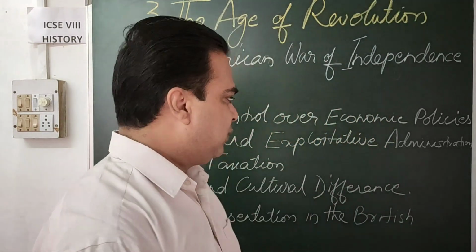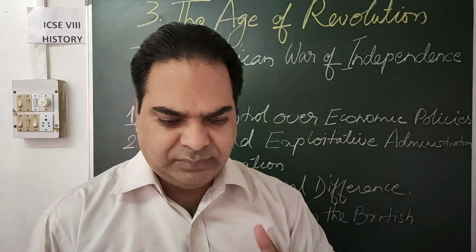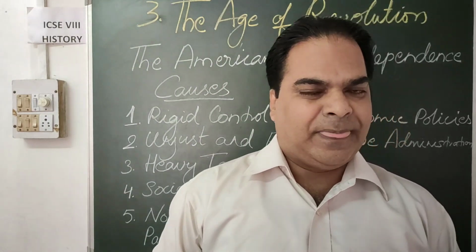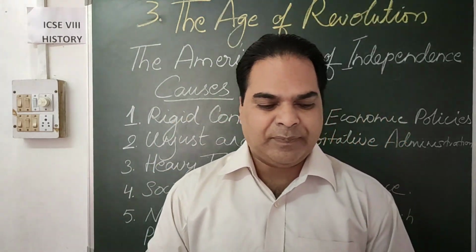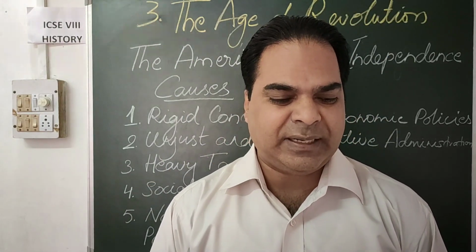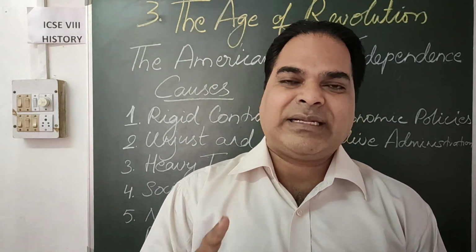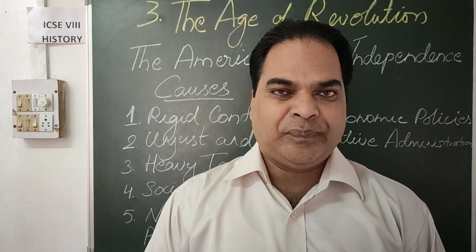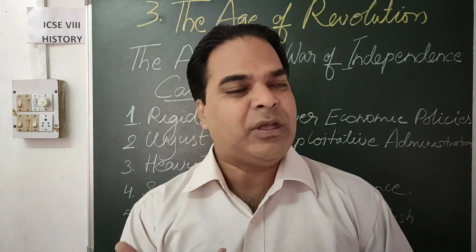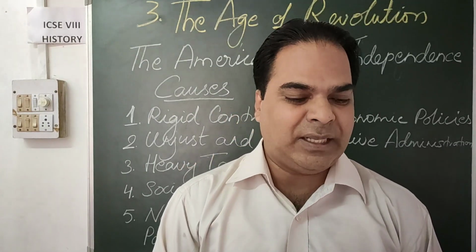Okay, children. So next one is unjust and exploitative administration. Now let me make it more clear, my dear. How many colonies were there? 13 colonies were there. Each colony had its own assembly. That means 13 assemblies were there, each elected by the people of the colony, like we elect the member of Lok Sabha, no? The same way the people of 13 colonies elected the assembly.